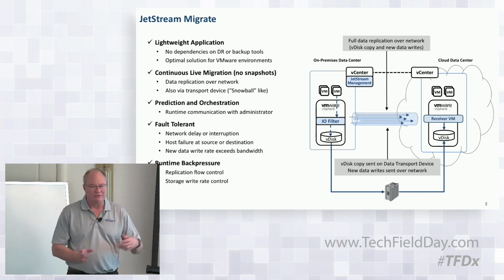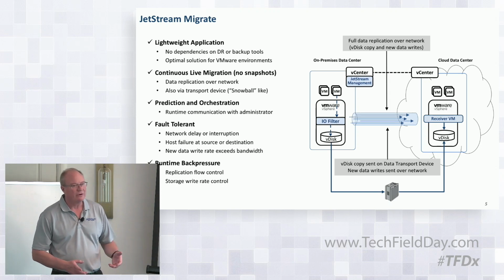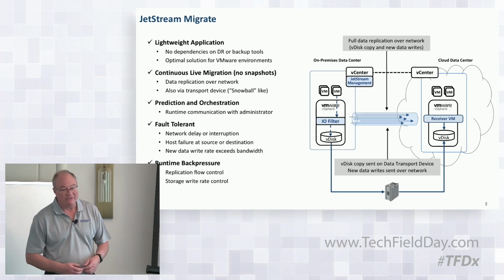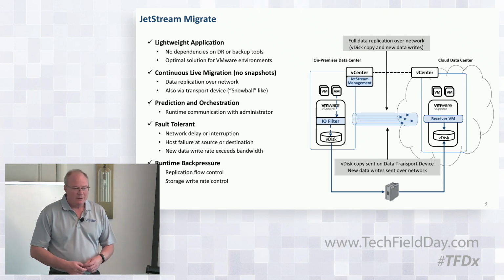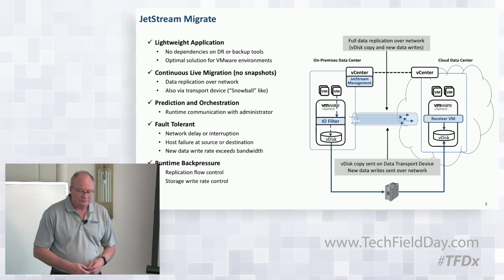And that copying and transport can take place over the network, or it can take place by a physical device. So this is happening live. Once the JetStream migrate gets initiated, it also initiates the process of replicating that data to 2 locations, whatever change data is taking place. That's right, that's right.